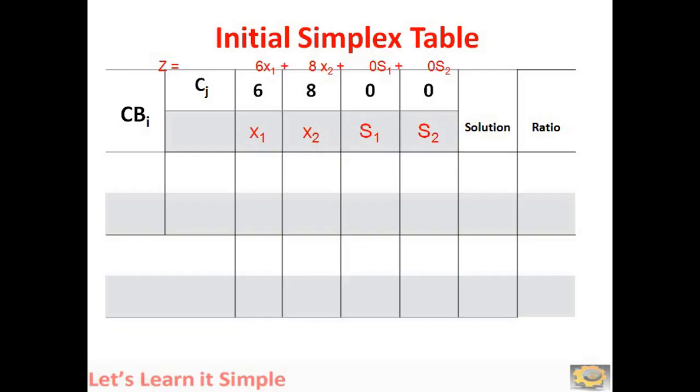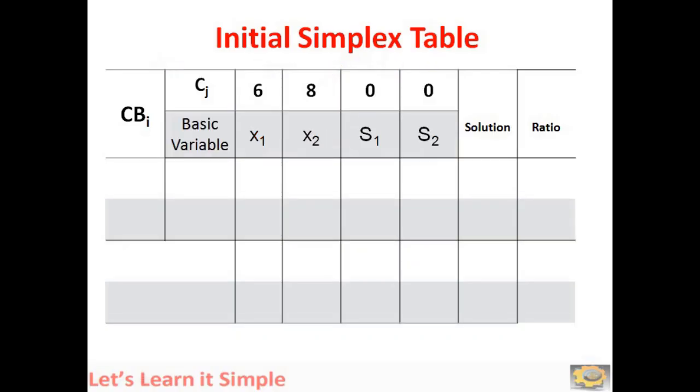Now what comes next? We need to bring in some of the basic variables. Originally we have x1 and x2 as the variables, and to convert inequality into equality we have added s1, s2. Therefore, to start the initial simplex table or to start the iterative process, we need to assume some of the variables as basic.